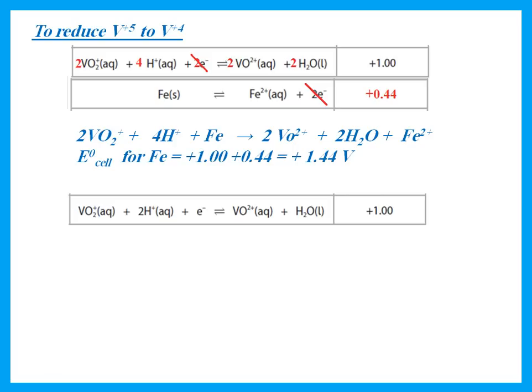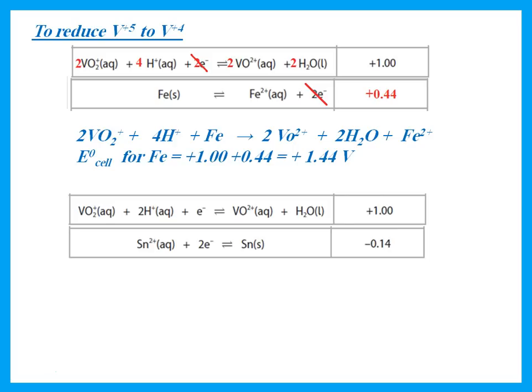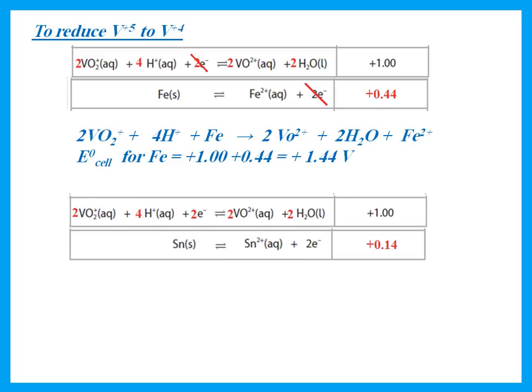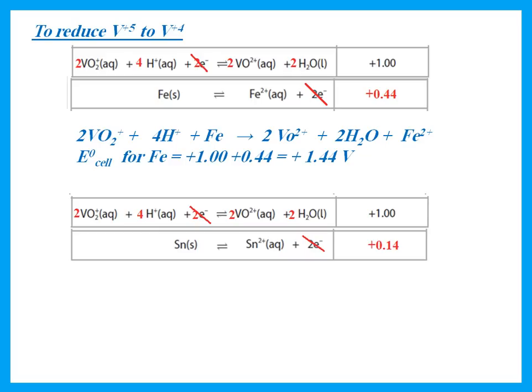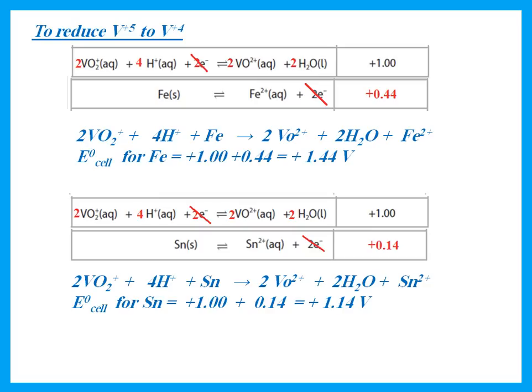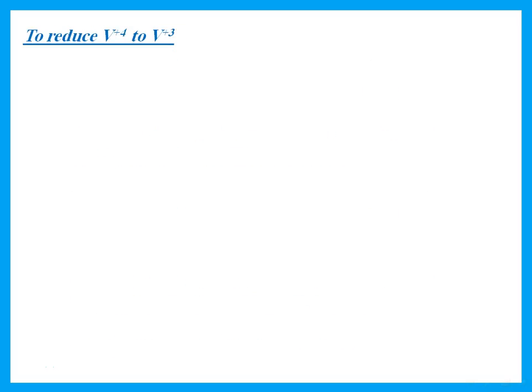Now, if we look at tin, we also have this equation, and we have the equation for tin 2 plus to tin. So I need to invert that lower equation, and that means invert the sign. Multiply the upper equation by 2 so that I can cancel the electrons, add up everything on the left and everything on the right, so that is the net equation, and add up the E's for the cells, and that comes out to a positive value, and that means both tin and iron will reduce vanadium plus 5 to vanadium plus 4.